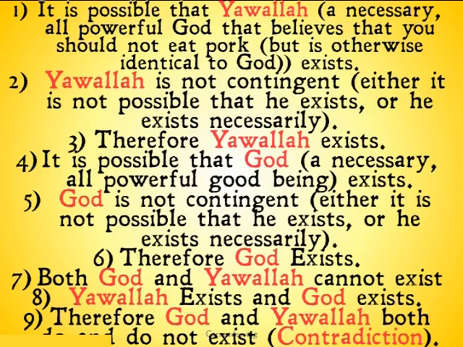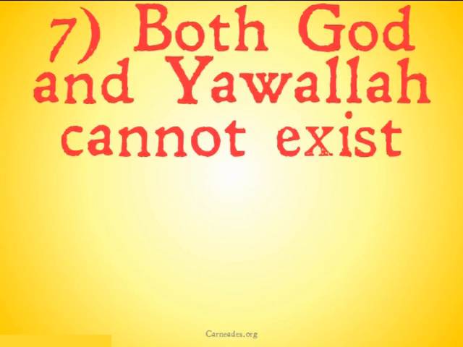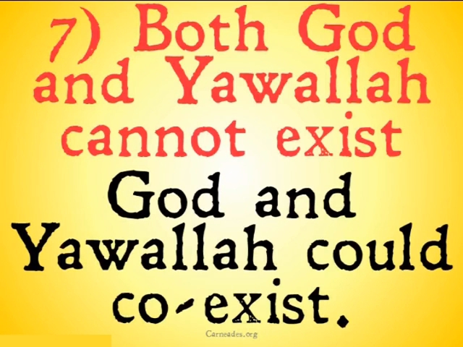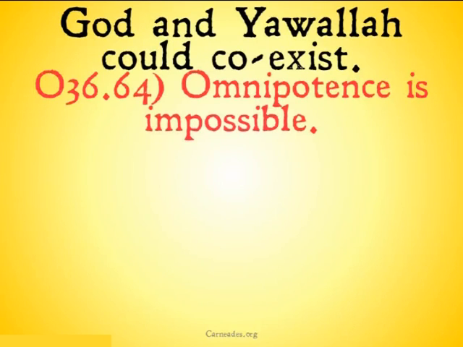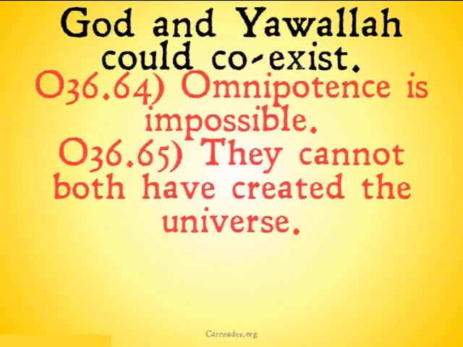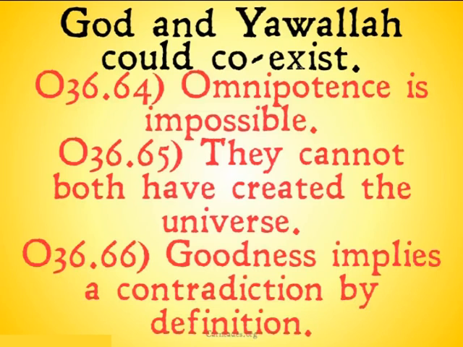Our only hope here is to either claim that they can coexist, or to claim that, in fact, the modal ontological argument is not a way to find truth in the world. We could deny that God and Yahweh cannot both exist and say that God and Yahweh could coexist. Once again, omnipotence is going to be impossible, 36.64. They cannot both have created the universe. One of them must have. And goodness implies a contradiction by definition. One of them says one thing is good, one of them says another thing is good. Goodness is itself a contradiction.